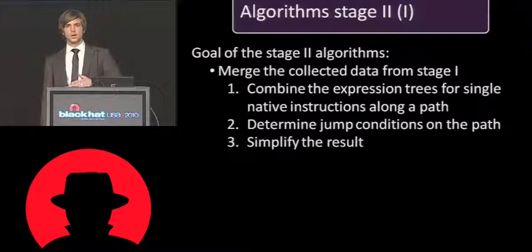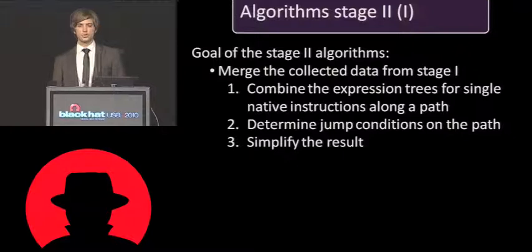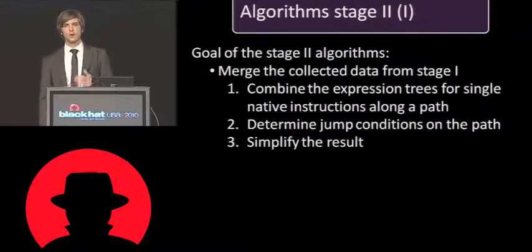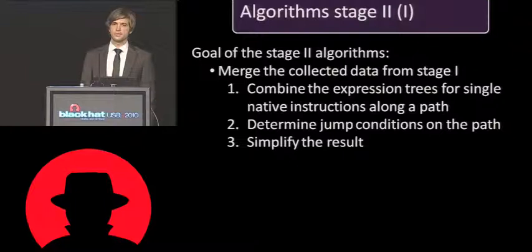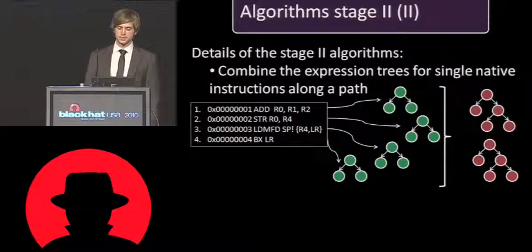Also, due to the fact that our path extraction was from the bottom of the function up to the beginning of the function, we might have taken a path which has gone over a conditional branch, and therefore we need to determine the jump conditions which need to be true when taking this path. And also, due to the way REIL translators work, they have a whole lot of overhead in the translation, and therefore we have introduced some algorithms to simplify the results so that later the matching in stage 3 gets simpler. How do we do this?